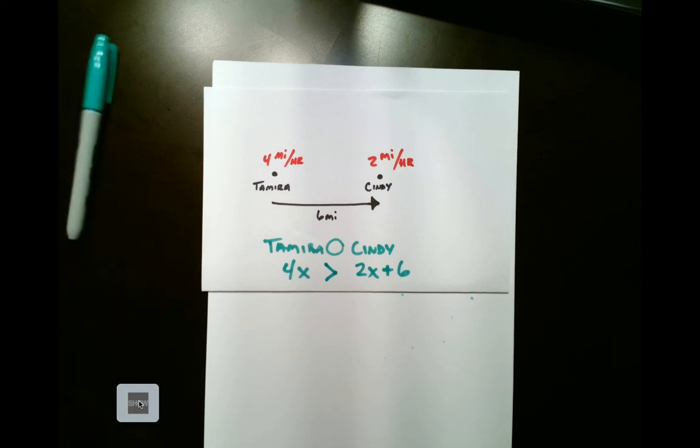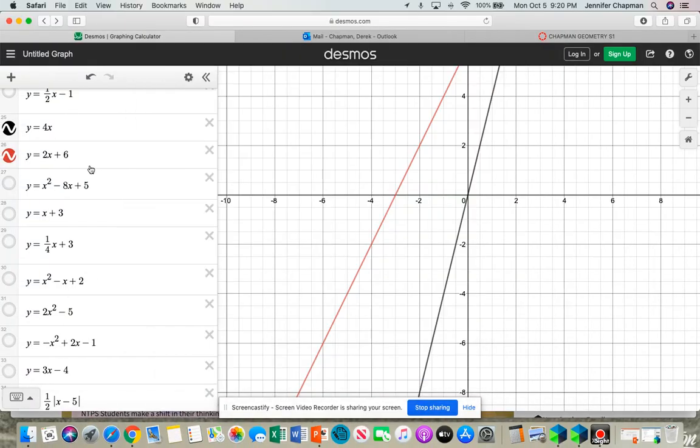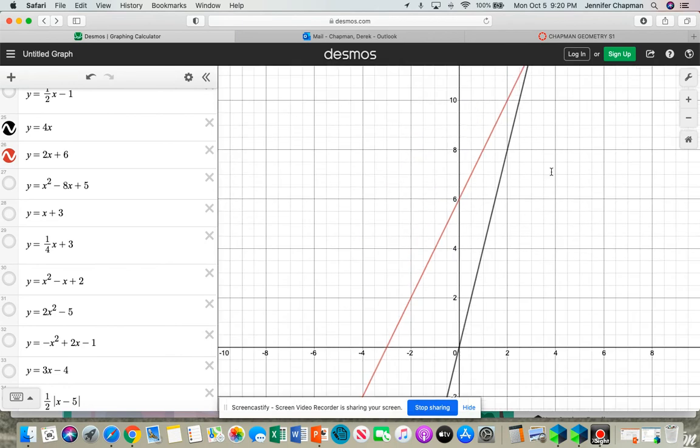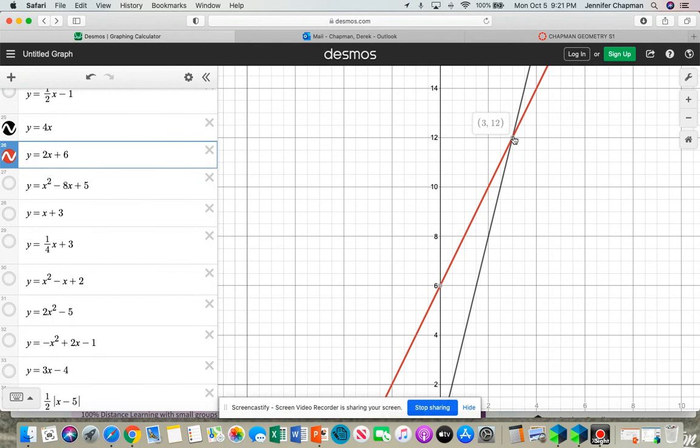So let's go back to my graph. I've already got this graphed in there: 4x and 2x plus 6. 4x is the black line. 2x plus 6 is the red line. It looks like if they're both going, they cross at (3, 12). So essentially, let me see if they're talking about hours or minutes. Let x represent the number of hours. So they're saying at 3 hours, that's when the two of them are going to meet up. That's what this graph is representing.